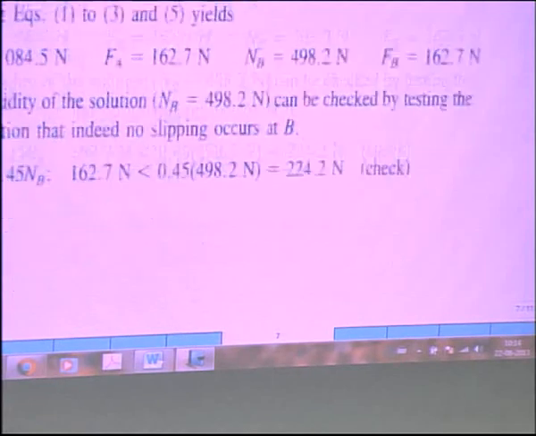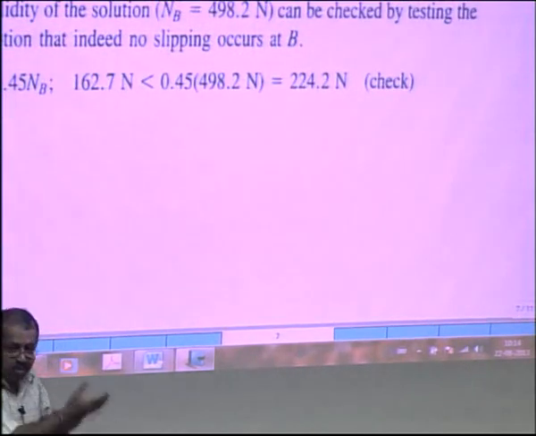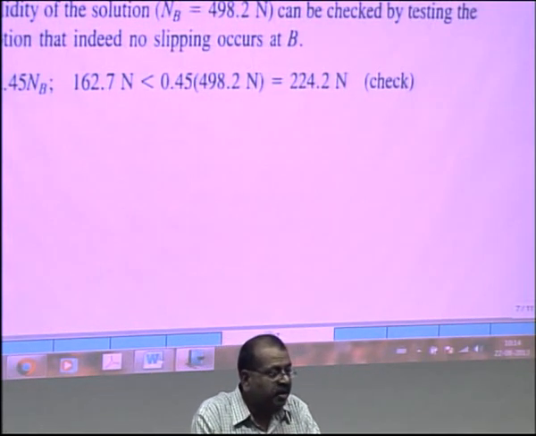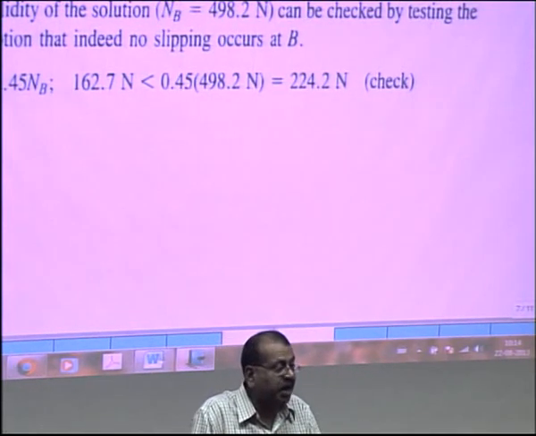So, this is what causes a complication in problems of friction of this type, that there may be multiple contacts and then slipping will not take place at all of them simultaneously.